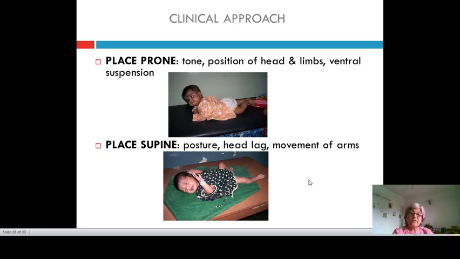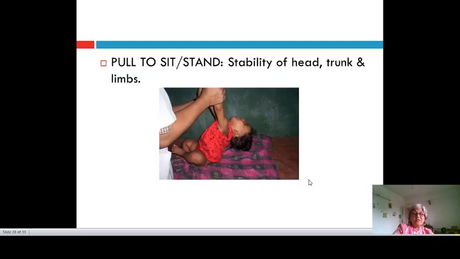In the prone position, you will note the tone, the position of the head and limbs, and also you can do a ventral suspension. Then you place the baby in the supine position. There again, you see the posture, see if there is head lag and movement of arms. After that, right from the supine position, you can pull the child to a sitting or standing position.